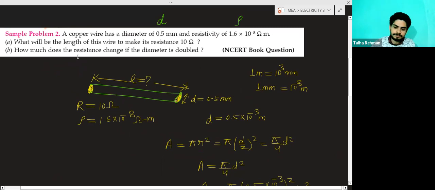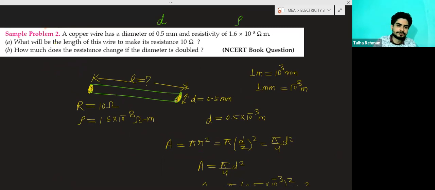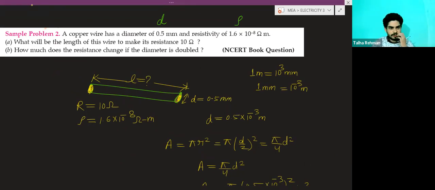Second question, answer B. Okay, first write down this answer B. I am giving it for homework.